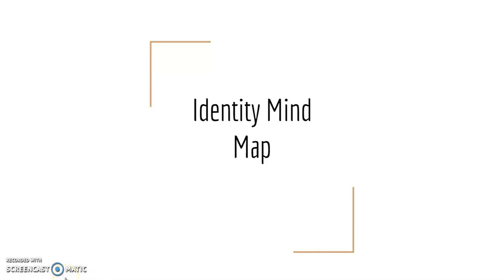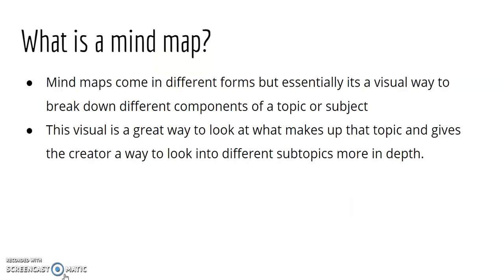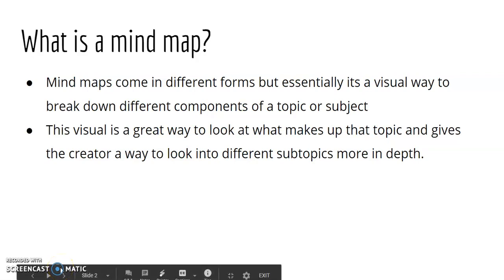Hey everyone, so today we're going to be learning how to do an identity mind map. So to start off, what is a mind map? Well, a mind map comes in a lot of different forms, but it's a visual way to break down different components of a topic or subject by putting them into subtopics and even smaller subtopics. That way, it's a great way to look more in depth into one larger topic.